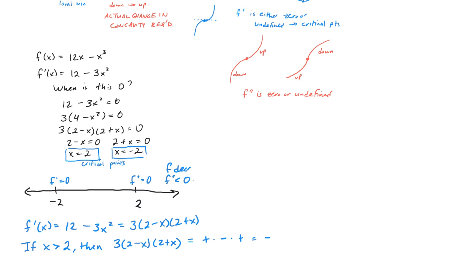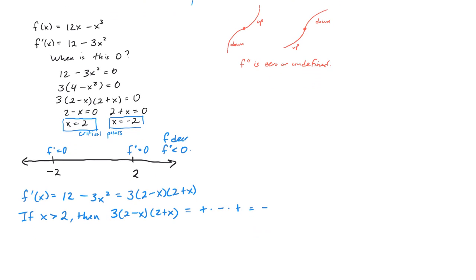Okay, what about the interval where x is less than -2? If x is less than -2, then 3 times (2 minus x) times (2 plus x). Well, this time 3 is still positive. 2 minus x, if x is less than -2, that's going to be positive because I'm subtracting a negative number from 2. But 2 plus x is going to be negative because 2 plus x is 2 plus something less than -2. So that's going to counterbalance it in favor of being negative. So there I'll get a negative number. f prime is less than 0 on that interval on the far left.